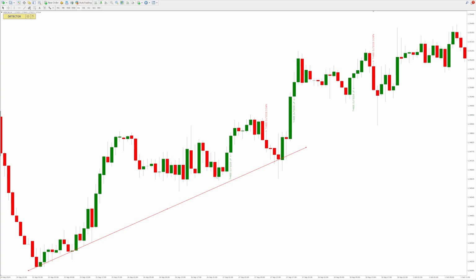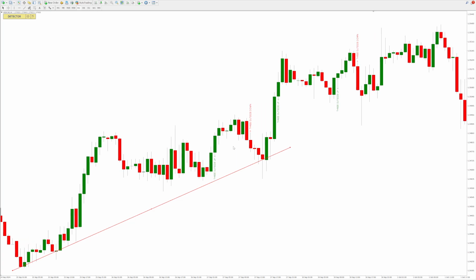So for the 3 outside up, what we're looking for is first of all a bearish candle, so that's a down candle, which is what we have here. Then we want a bullish candle that completely engulfs that bearish candle, which you see this one does here. Okay, and then we want a third candle that closes bullish as well, closes in the up direction higher than the previous candle. So that's the 3 candles we're looking for.